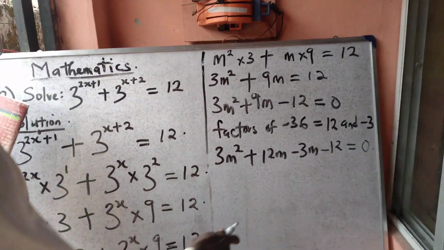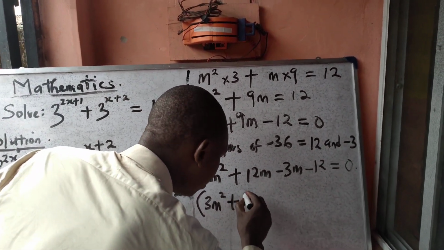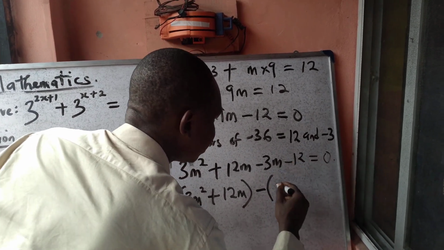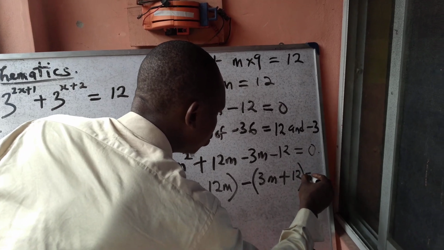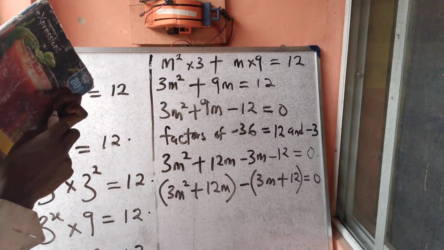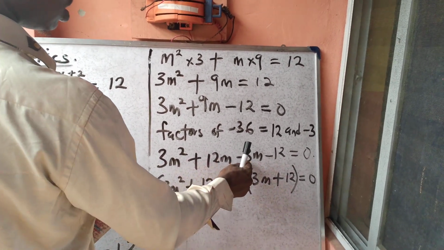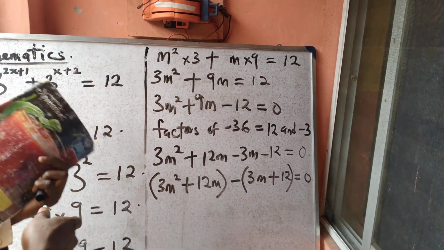Okay, you're on track. Now group them. Grouping them, this is 3m squared plus 12m. Okay, minus, group these ones, this is minus 3m plus 12 equals 0. Now if you use this minus to multiply, minus times 3m is minus 3m, and minus times 12 is minus 12. So now this will be what?